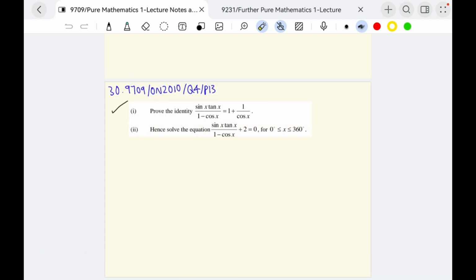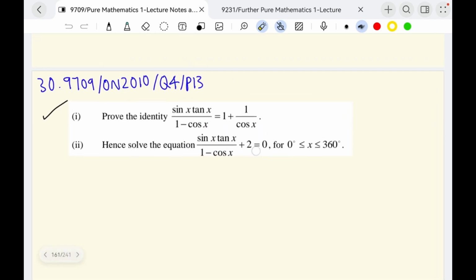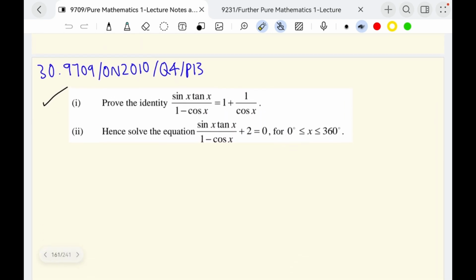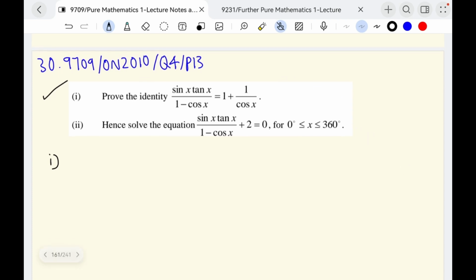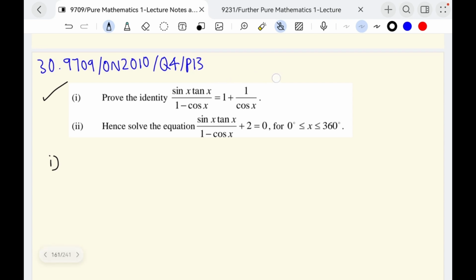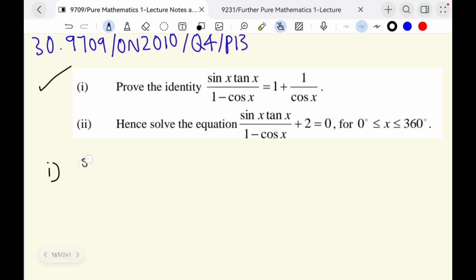Okay, let's move on to the second question of this discussion. This is question 30. It is a past question from 9709, October/November 2010, question 4 from paper 13. Let's solve the first part. Prove the identity: sine x tangent x divided by 1 minus cos x is equal to 1 plus 1 over cos x. Interesting. Usually the style of a trigo proof is from left hand side to right hand side. This is the best approach.